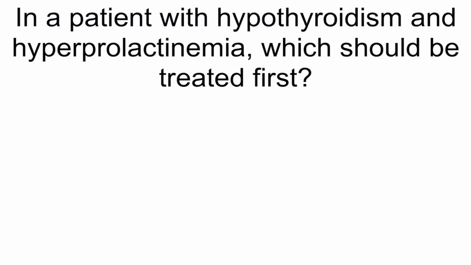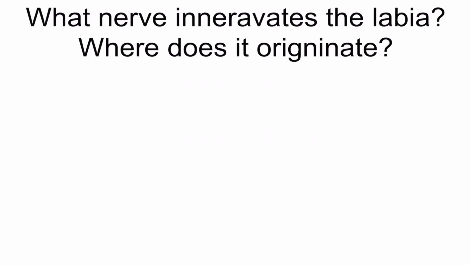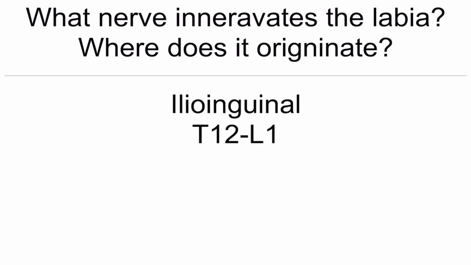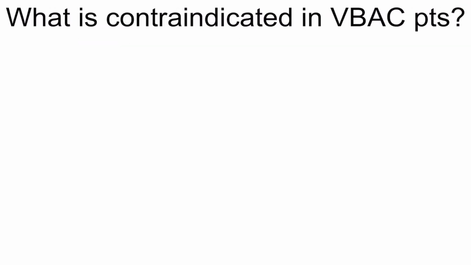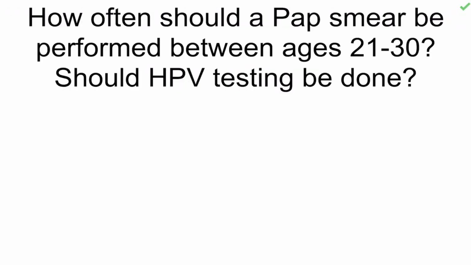In a patient with hypothyroidism and hyperprolactinemia, what should be treated first? The hypothyroidism. What nerve innervates the labia, and where does it originate? Ilioinguinal, and it originates in the T12 to L1. What is contraindicated in VBAC patients? Prostaglandins. How often should a pap smear be performed between ages 21 to 30?